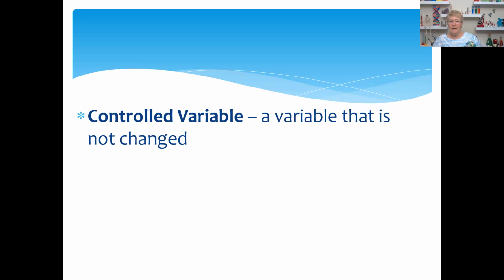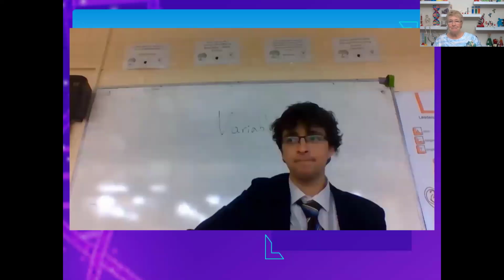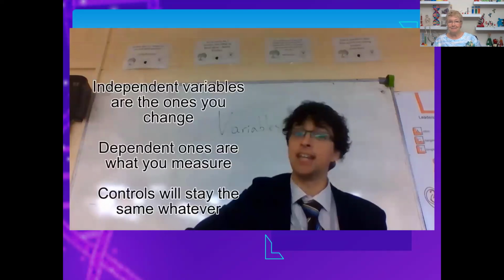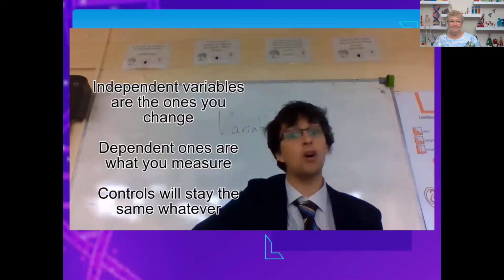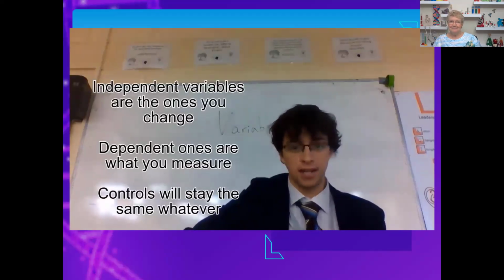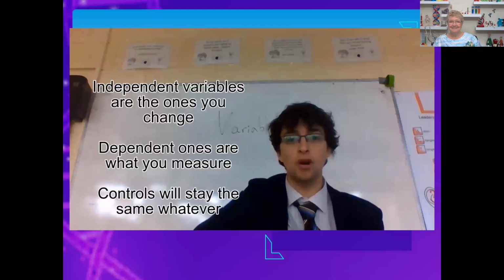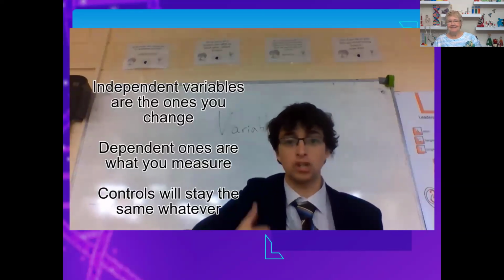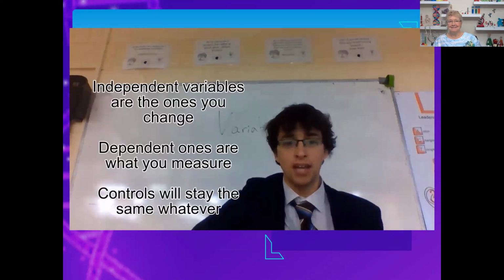So those of you who have been in my classes before know this guy. This is a silly but helpful way to remember the different kinds of variables. Independent variables are the ones you change. Dependent ones are what you measure. Controls will stay the same, whatever.